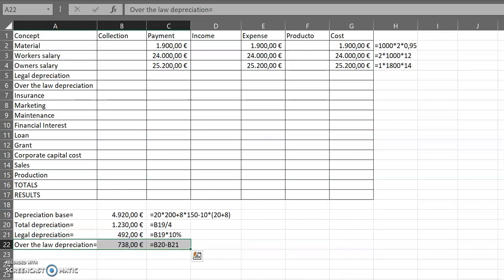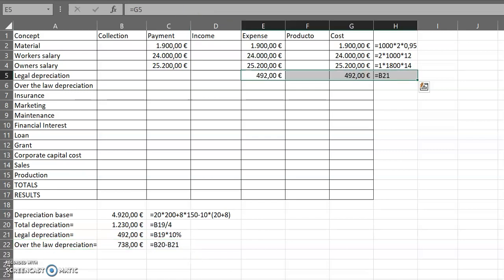And now it's time to transfer this information to the chart. So legal depreciation is always a cost and an expense. It's never a payment. Please remember, this is very important. Never a payment. And over the law depreciation, it's an opportunity cost. So it's just a cost.